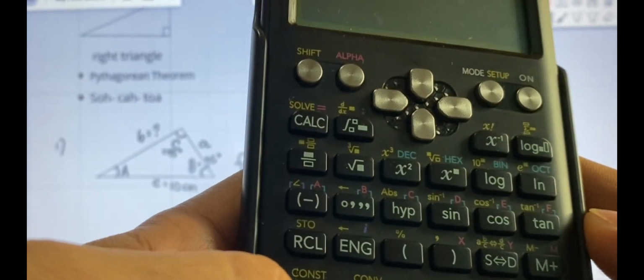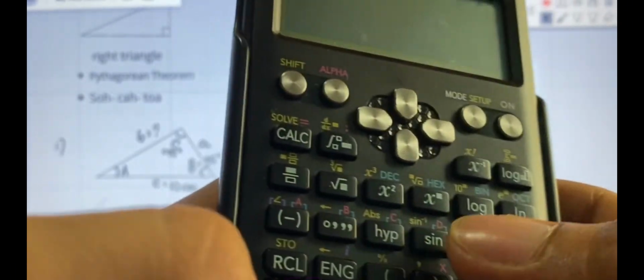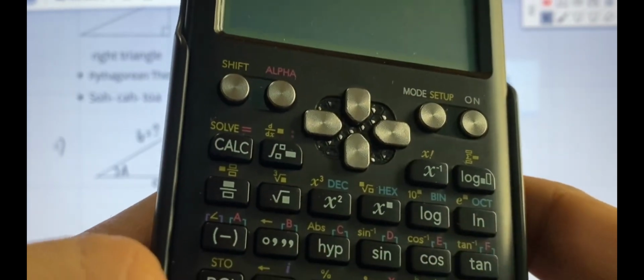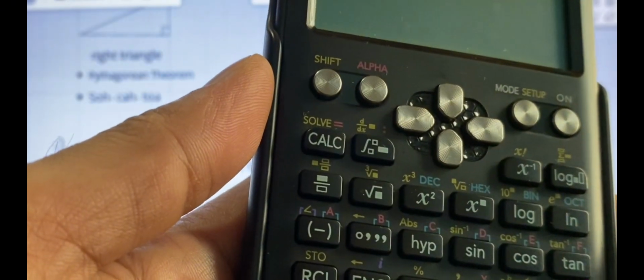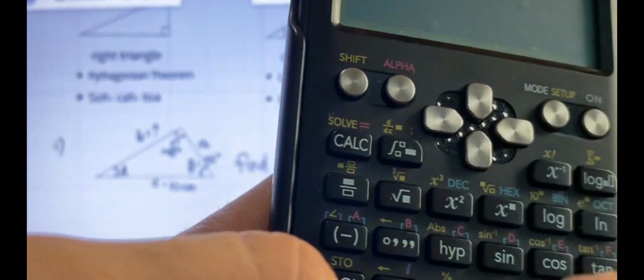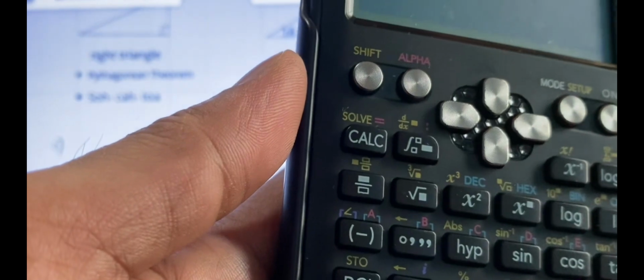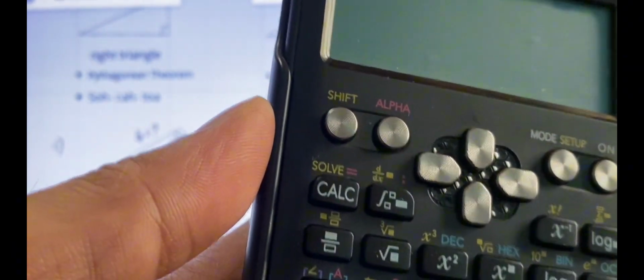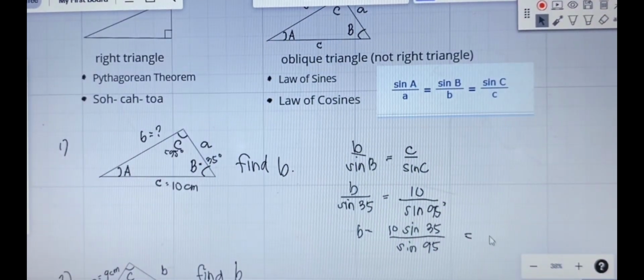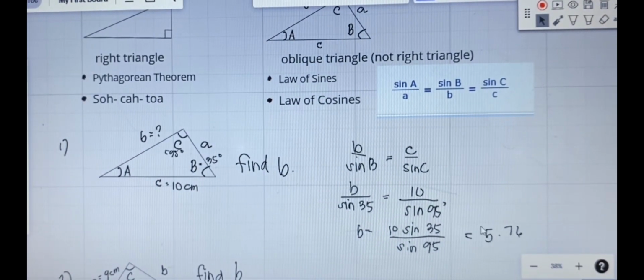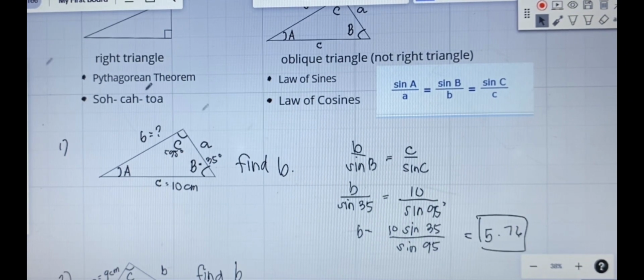Let's use our calculator then. 10 sine 35, are you seeing this? 10 sine 35, then let's divide it by sine 95. We got 5.76. So b is equal to 5.76. There we go. Now let's proceed to number 2.